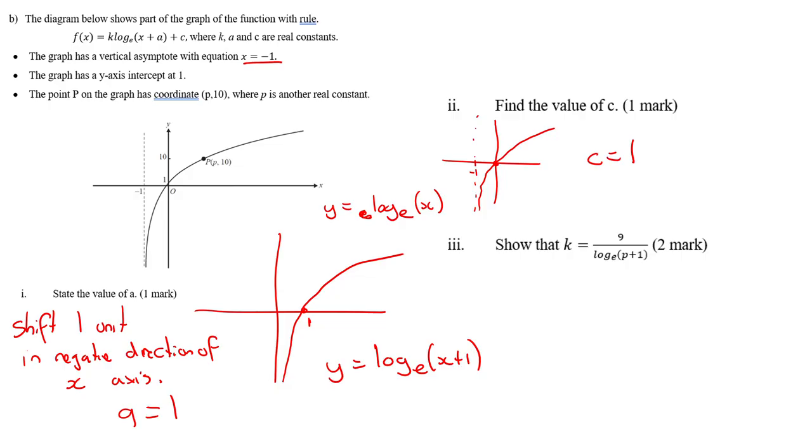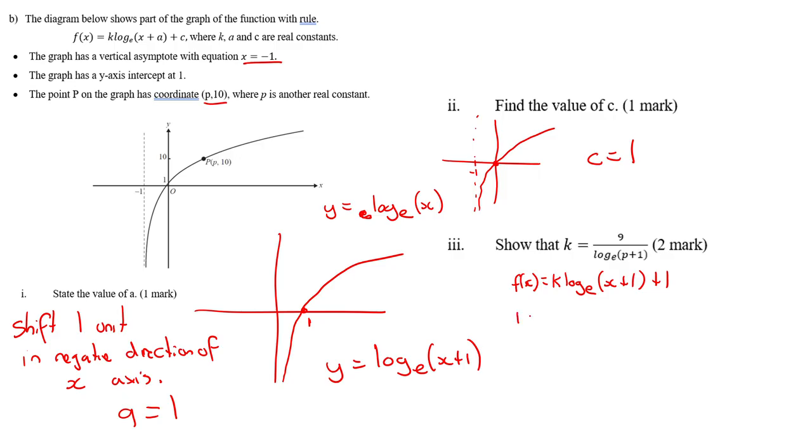The second part is show that k is equal to 9 over log base e of p plus 1. So we are going to substitute our values that we have for a and for c. Then what we will do is we will look at substituting the value of p and 10 into x and y and solve for k. So we've got f of x is equal to k log base e of x plus 1, plus 1. I'll substitute the p and 10 in now.